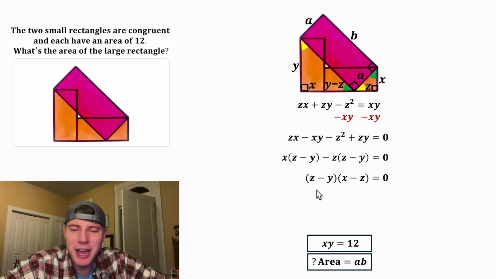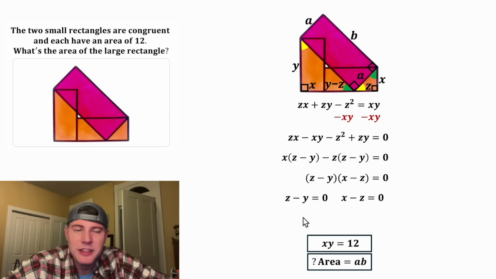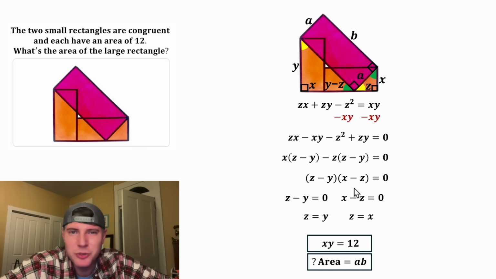And then anytime you have something times something equals 0, it's going to be true if either of those somethings is equal to 0. So we can say Z minus Y equals 0 or X minus Z equals 0. This will be true if Z and Y are the same thing, so we can say Z equals Y. And this will be true if Z and X are the same thing, so we can say Z equals X. Now we can test out the two scenarios.